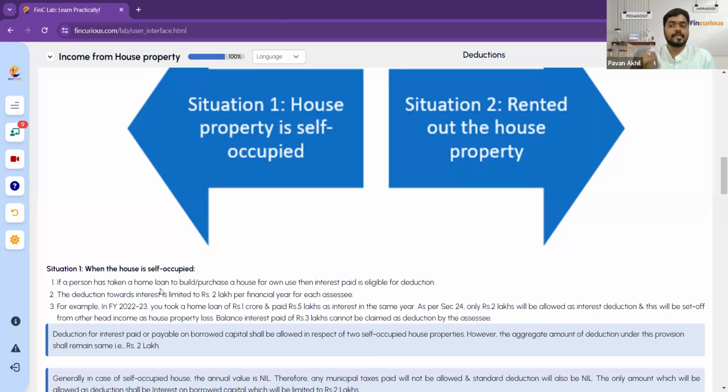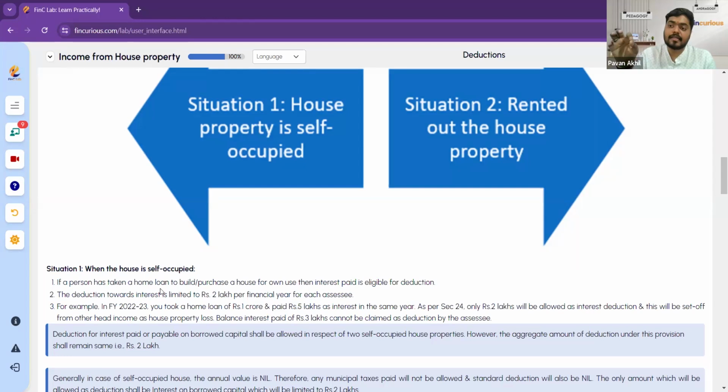But here I can do one small tax planning. If my house is registered in a joint name, either I took the house in a joint name with my wife or with my mother or father, what happens? It is 50-50. If the house property is joint ownership, then the 50-50 split will come. So out of 3 lakh, 1.5 lakh would be coming for me, and another 1.5 lakh would be going to my wife.